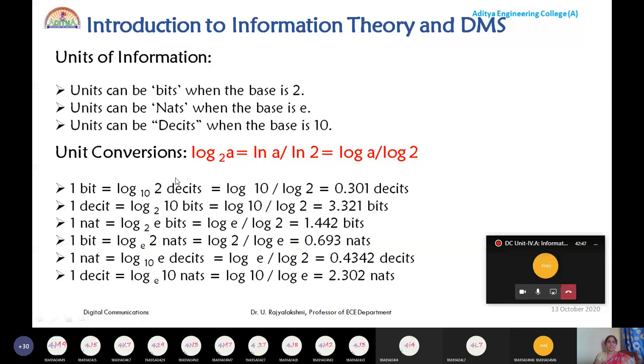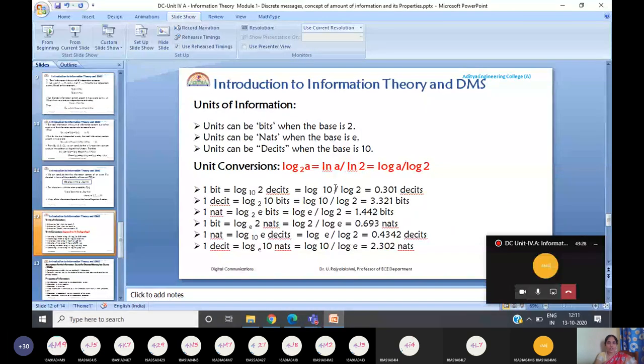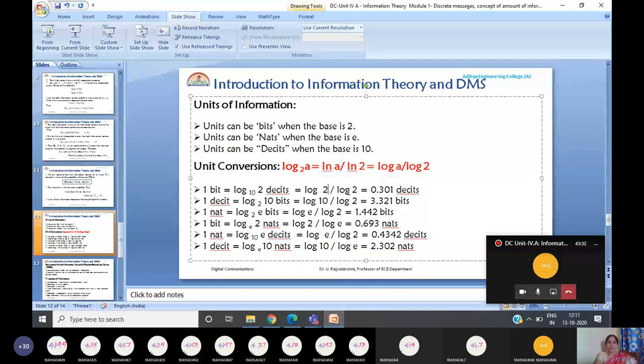Here you can convert. Please observe the unit conversions. One bit, let us represent one bit in terms of decits. How many decits is it? Log 2 base 10 decits, that will be log 2 by log 10.